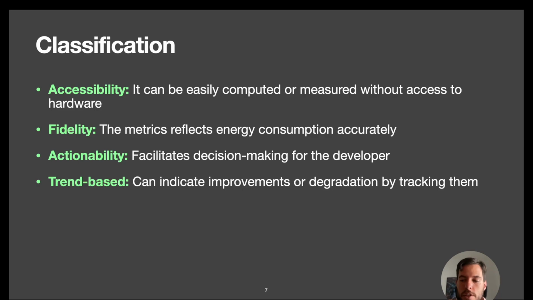Actionability, which is how easy it is to make a decision given a metric. So given a number from a metric, is that something that the developer can use to make informed decisions? And then trend-based, which are metrics that might not be actionable per se, but they can give a sense of actionability, or they can indicate improvements or degradation if we track the values across the whole development process.